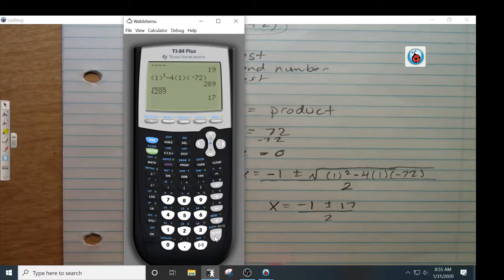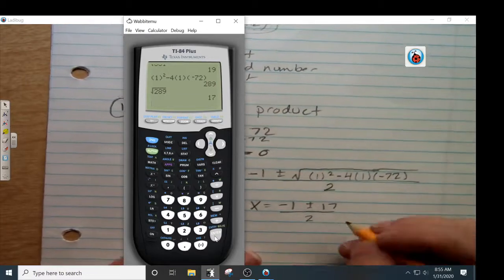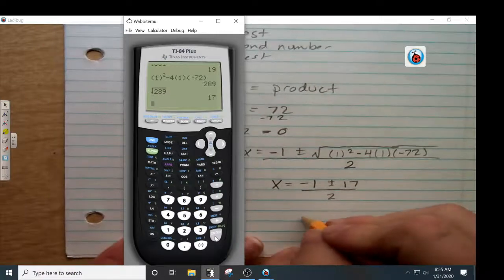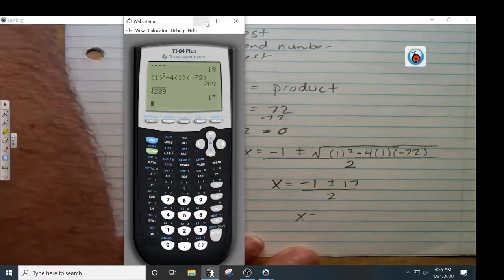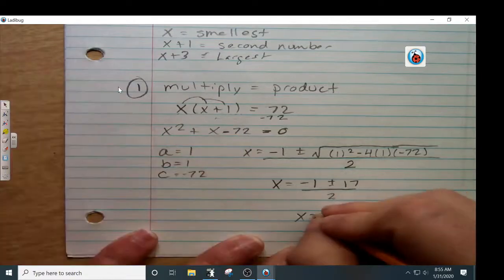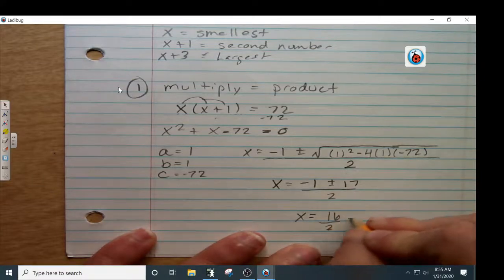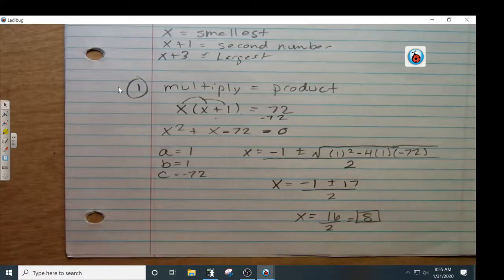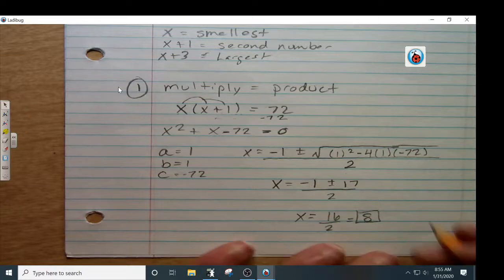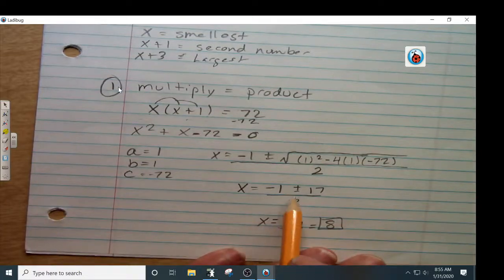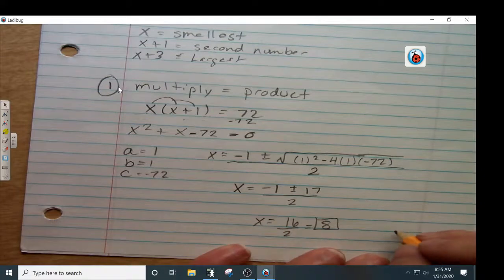Okay? Now, let's split this up. That's going to be x equals negative 1 plus 17, that is 16, divided by 2. That's 8, right? All right, now, we also have negative 1 minus 17, which is negative 18, divided by 2, which is negative 9.